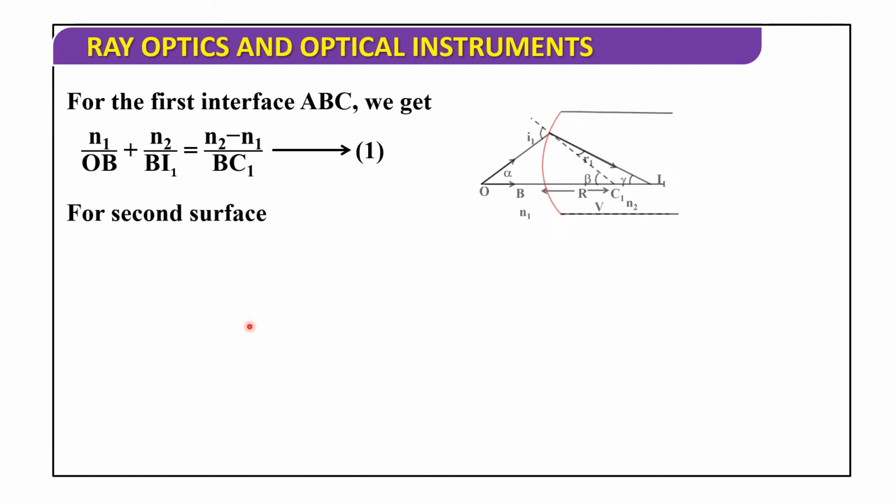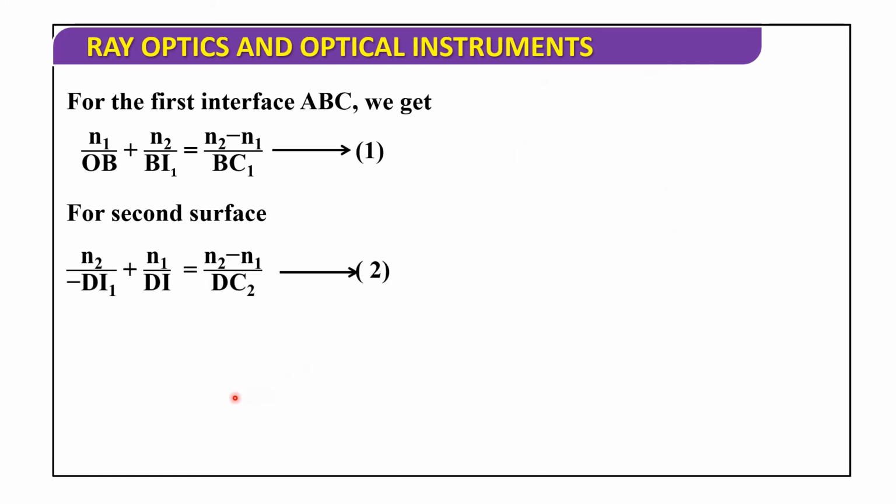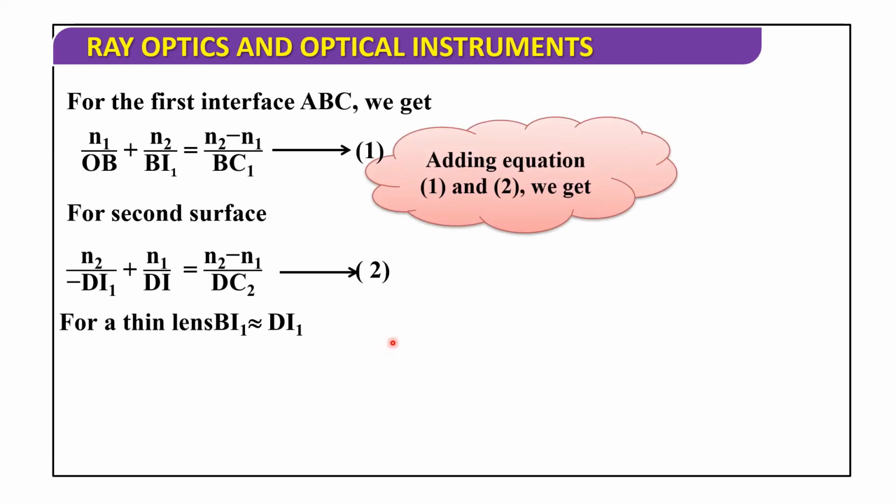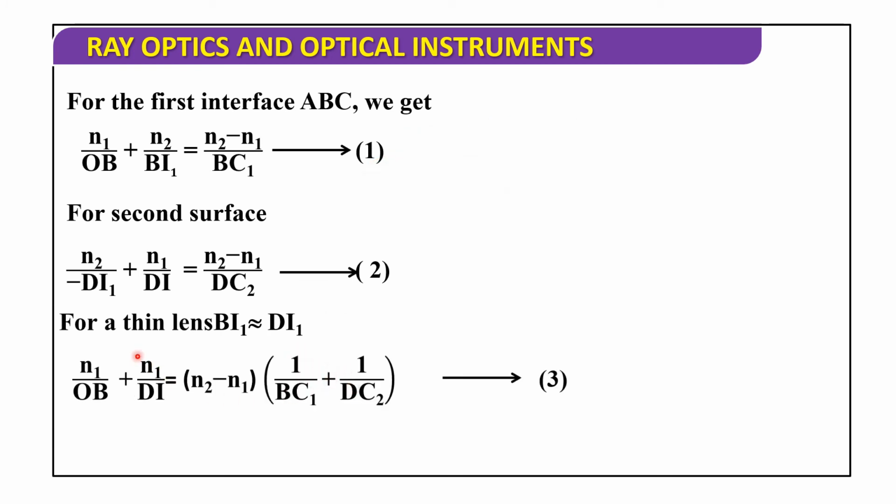For the second surface, n2 by minus DI1 plus n1 by DI is equal to n2 minus n1 by DC2. This is equation number 2. For a thin lens, BI1 is approximately equal to DI1. So, adding equations 1 and 2, we get n1 by OB plus n1 by DI is equal to n2 minus n1 of 1 by BC1 plus 1 by DC2. This is equation number 3.